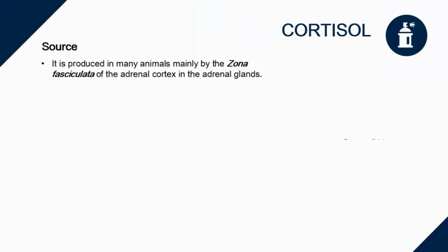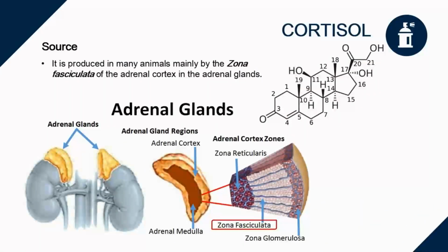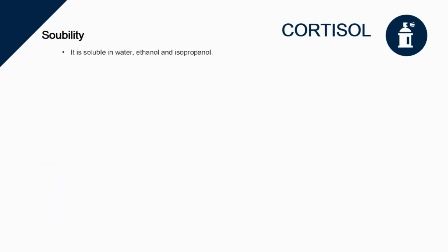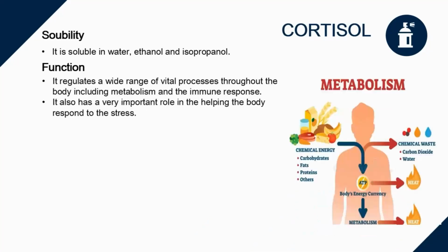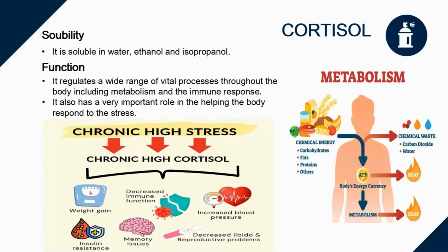The first molecule is cortisol. It is produced in many animals, mainly by the zona fasciculata of the adrenal cortex in the adrenal glands. It is soluble in water, ethanol, and isopropanol. Cortisol regulates a wide range of vital processes throughout the body, including metabolism and the immune response. It also has a very important role in helping the body respond to stress.